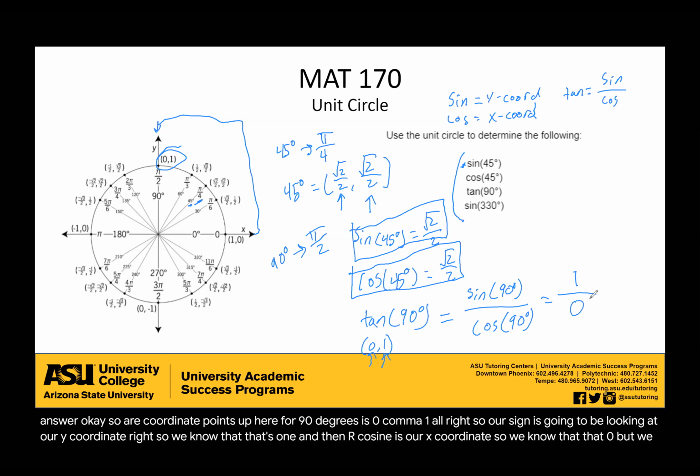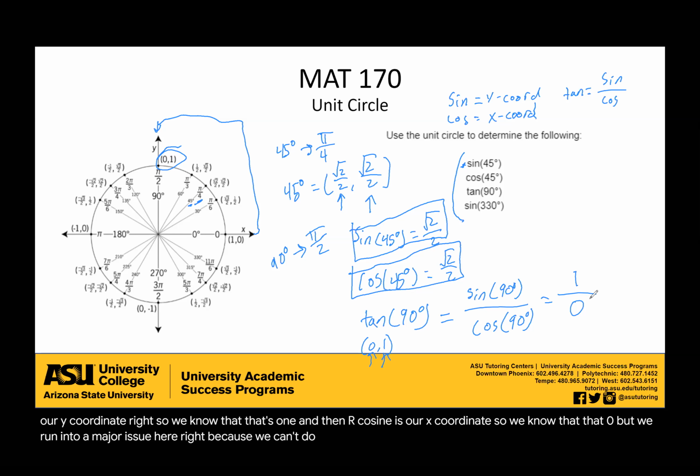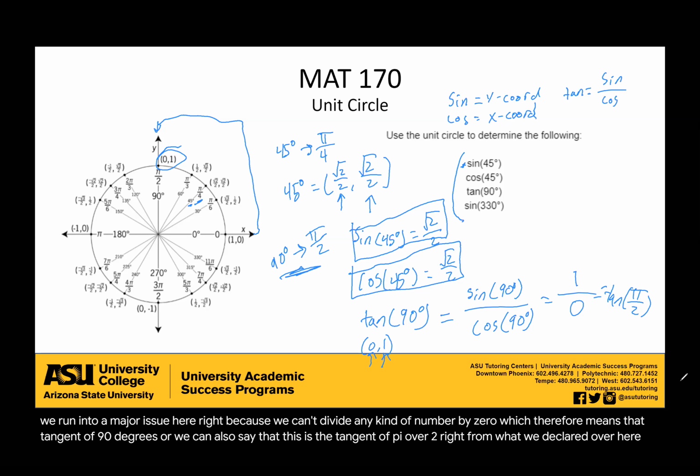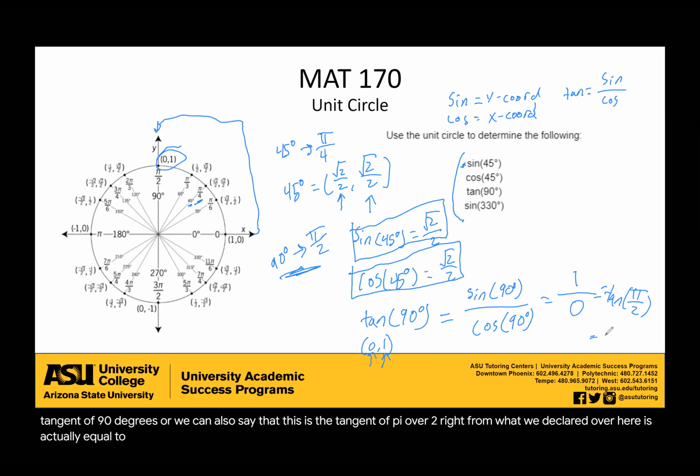But we run into a major issue here, right? Because we can't divide any kind of number by 0, which therefore means that tangent of 90 degrees, or we can also say that this is the tangent of pi over 2, right, from what we declared over here, is actually undefined, because you can't divide by 0. So there actually is really no answer. The answer is technically undefined.